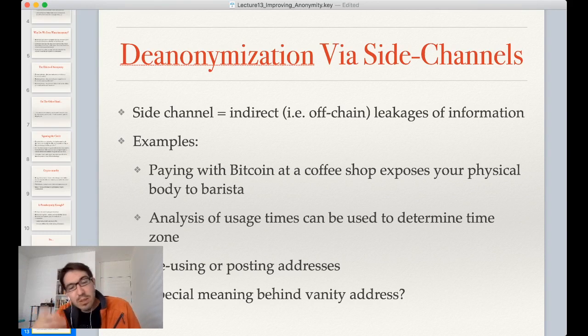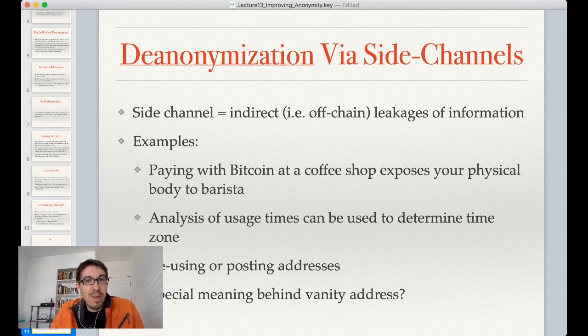Analysis of usage times. So if I see that someone is very active from 6 a.m. U.S. Eastern Time to 4 p.m., for instance, well, it's very unlikely that I live in Japan or China. Right? Or maybe that I'm just awake at night all the time, but it's unlikely. Reusing addresses, posting addresses, letting people know off-chain what your address is. Anytime you do that, you're linking yourself to it. But of course, using Bitcoin, you need to say your address.